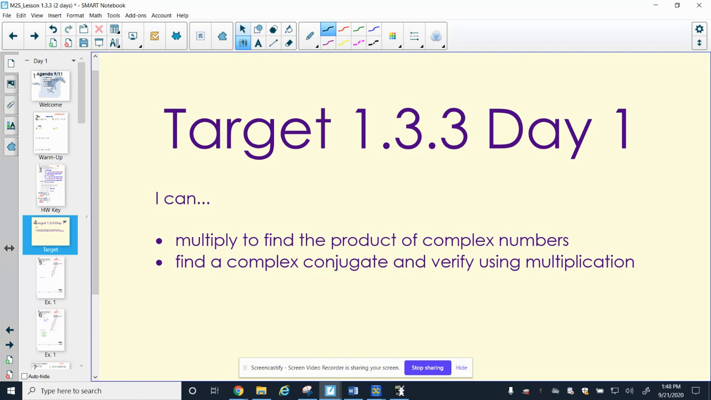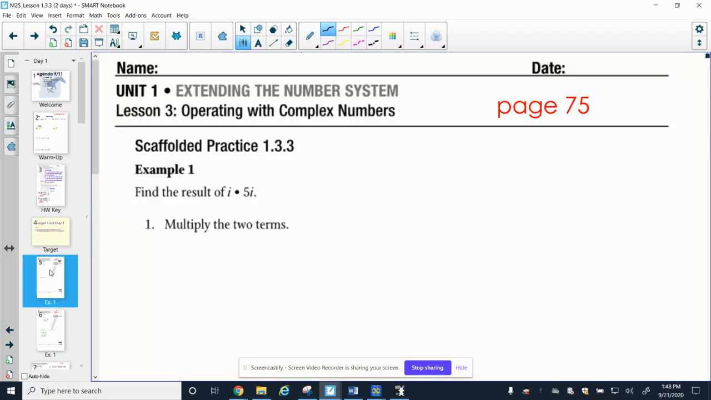We're also going to go over what the complex conjugate is, which is a new vocab word in relation to complex numbers. And we'll talk about what we can do with that in finding products of complex numbers. If you don't have it out already, let's get out our textbook and open up to page 75 where this lesson starts. We're going to use this page to work through some simpler multiplying problems with complex numbers, building block skills that we'll use in future parts later on.